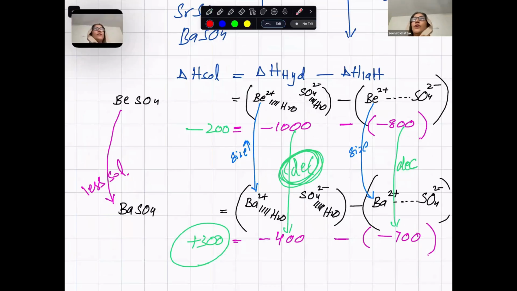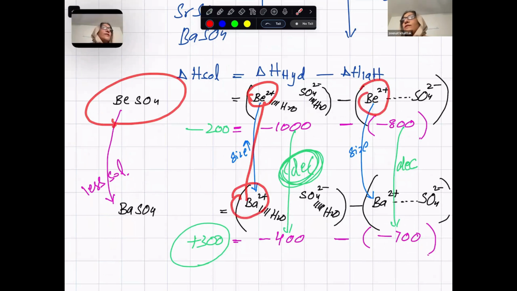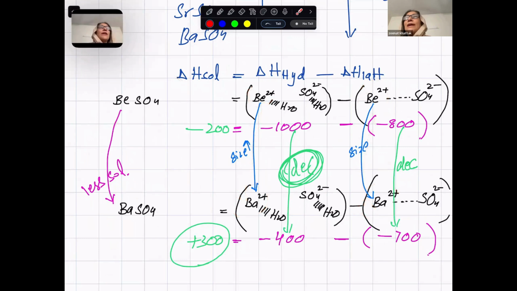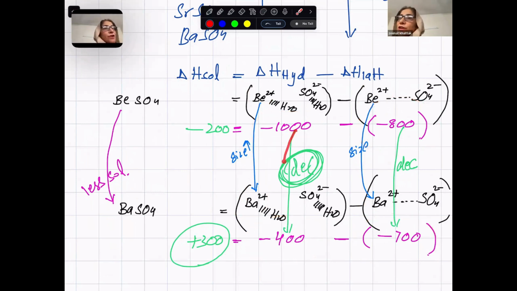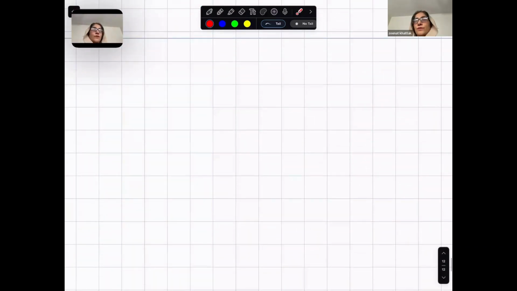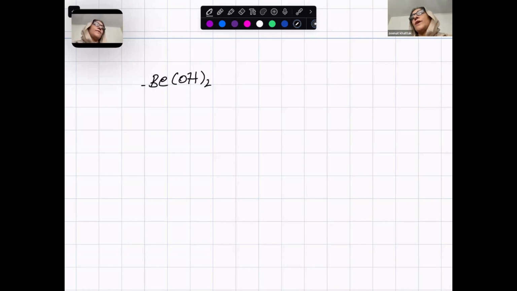Look, I'm sharing the screen again. Down the group, in case of sulfate, size of cation increases, delta H hydration decreases, delta H lattice decreases, but hydration decreases more. As a result, the solution is getting endo. If I do the same thing for hydroxide, it's like this. Beryllium hydroxide, delta H solution.